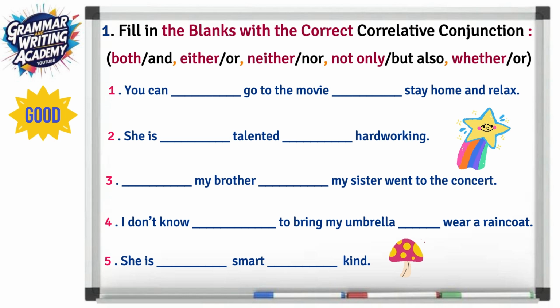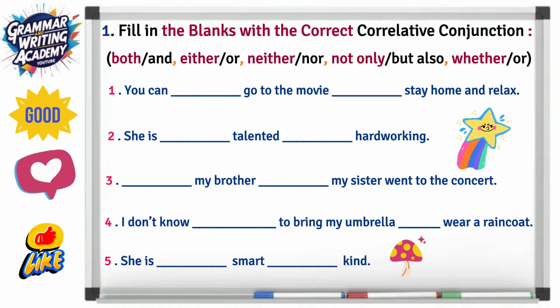Choose the correct pair of correlative conjunctions to complete each sentence. Read these 5 sentences well. Try to think of the answers and write them in the comments down. Before you answer, think first, choose wisely, and match the correct pair that fits the idea. You've got this. Let's focus, do our best, and show how strong our grammar skills really are.